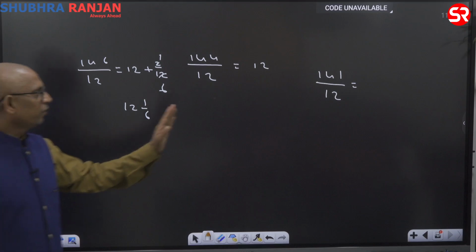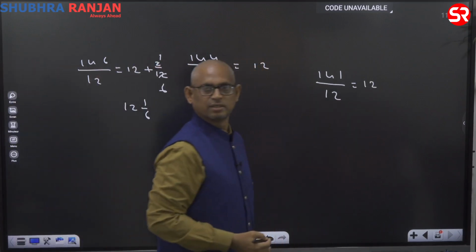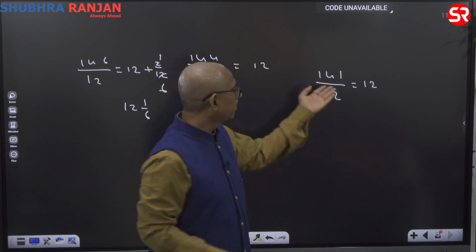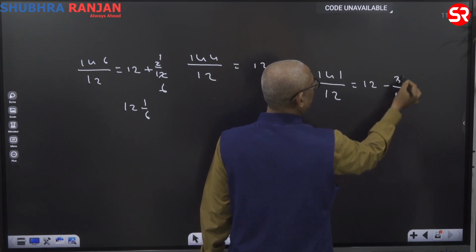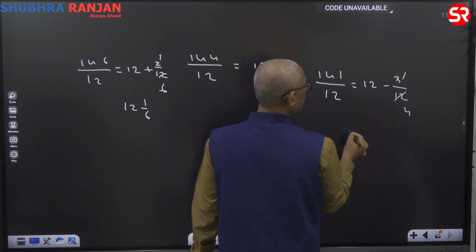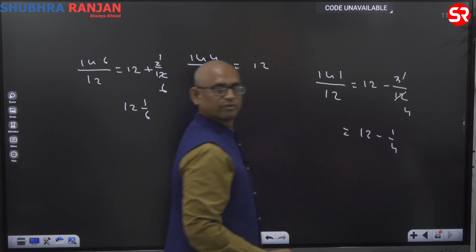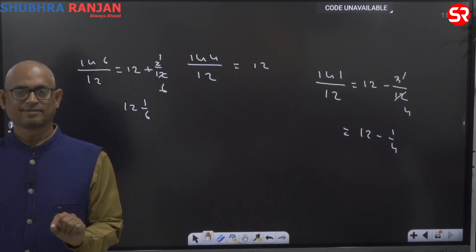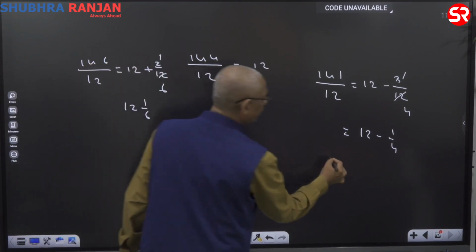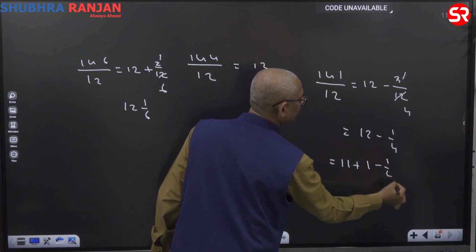12 12s, 144 minus 3 by 12, that is 1 by 4. So the answer is 12 minus 1 by 4. We already know linked fractions, so with that logic I can write 11 plus 1 minus 1 by 4.